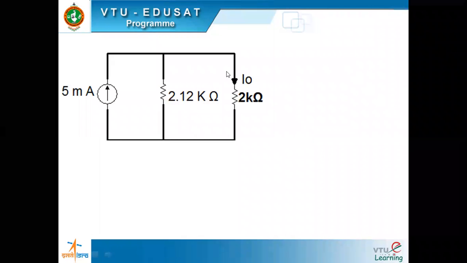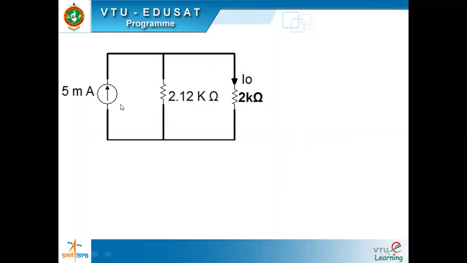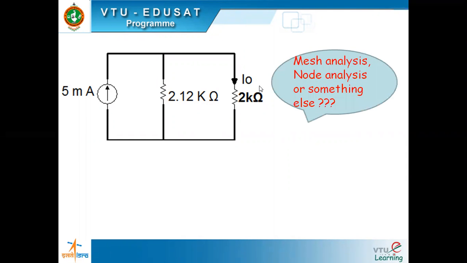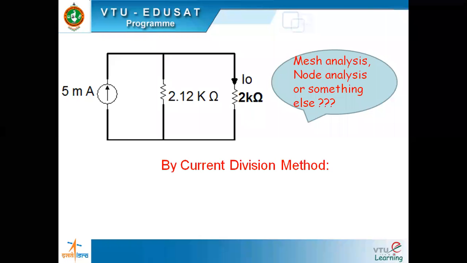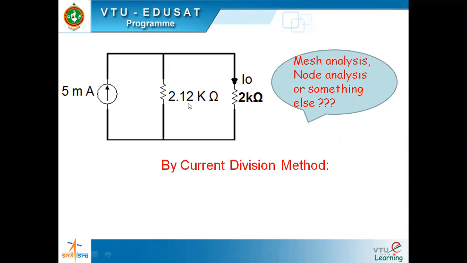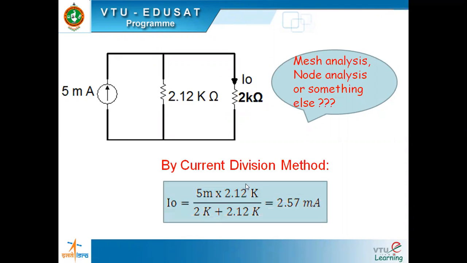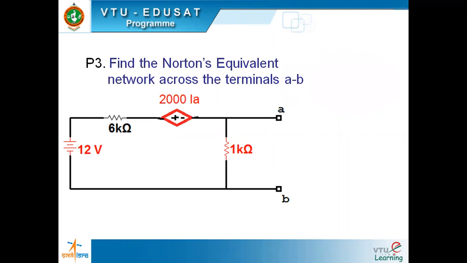So how can we find out I naught? You can go by mesh analysis, node analysis, or there is another technique. See, there are two resistors in parallel and there is current entering this. So we can go with the current division method. By current division, I naught is equal to total current into resistance of the other branch divided by the sum of the resistances. That is the equation, and we get our I naught to be this. Is that understood? Let's move on with the next problem.